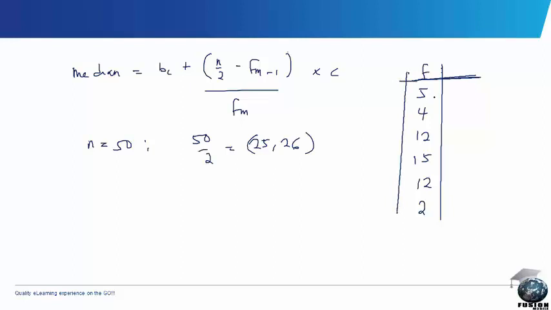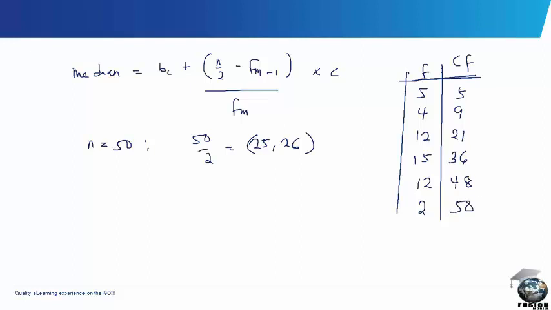Cumulative frequencies are found by adding. The first cumulative frequency is 5. There is nothing above to add to 5, but below 5 there is 4. Adding to 5 you have 9. 9 plus 12 we have 21, and then 21 plus 15 we have 36, and 36 plus 12 we have 48, and 48 plus 2 we have 50.